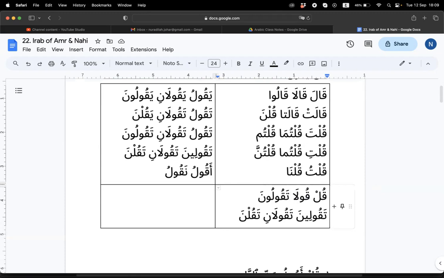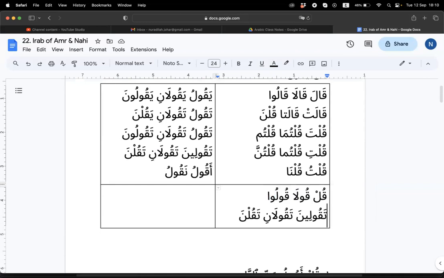From taquluna, we remove the noon and then remove the ta. Yes, so we get qulu. Whenever we drop the noon for the plural, we also put alif. That's just a spelling thing, so that we know that this is a plural ending. Okay, so this is antum, ulu. Good.